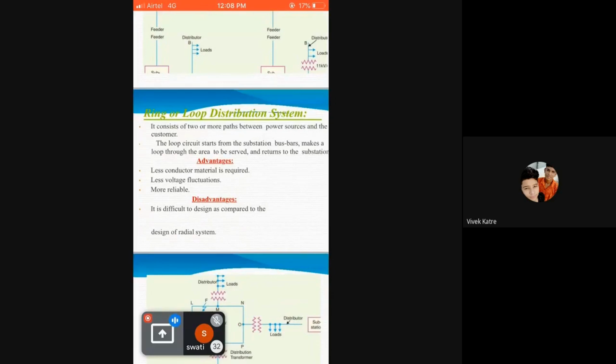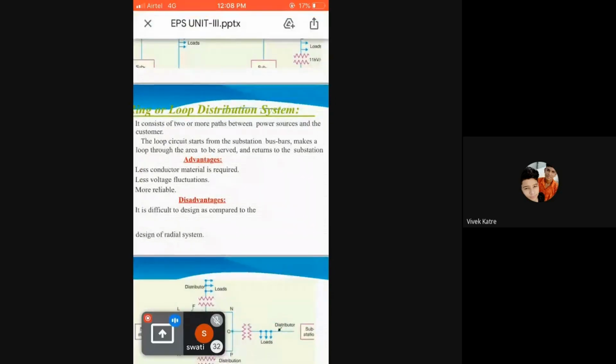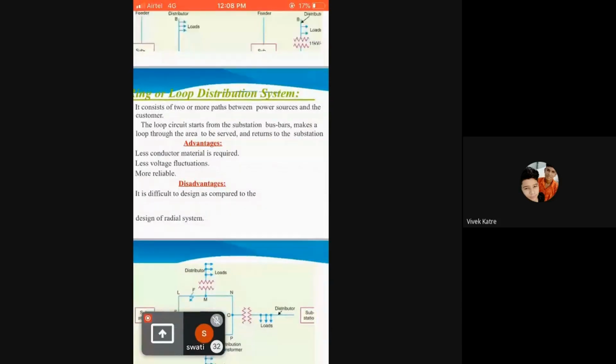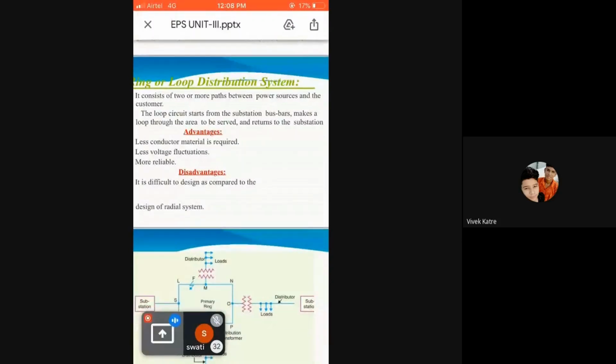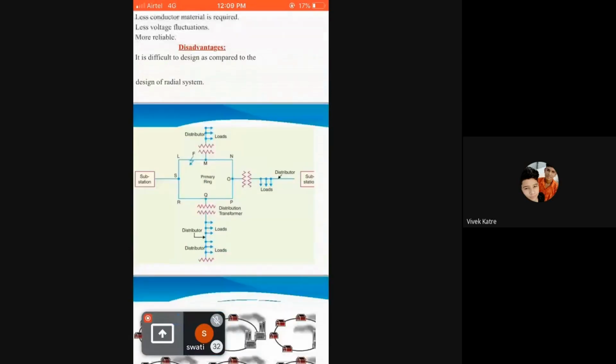Now let's discuss the disadvantages. Let us discuss point by point. The first one is consumers depend on a single feeder or single distributor. Because we are having only one path between the substation and the consumer's terminal, the consumers depend on the single feeder and single distributor. Therefore, any fault on the feeder or distributor will cut off the supply to the consumers.